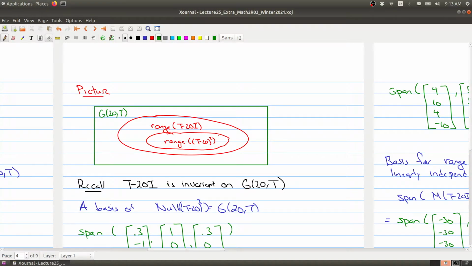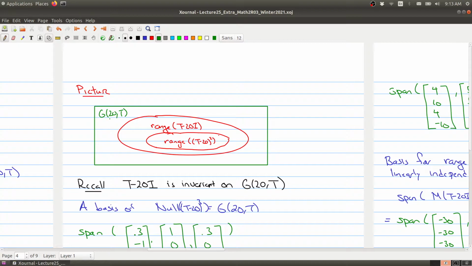So welcome to part 2 of our lecture. Right now we're looking at the generalized eigenspace of G20, and what we're trying to do is find a nice basis for the generalized eigenspace of the eigenvalue 20.